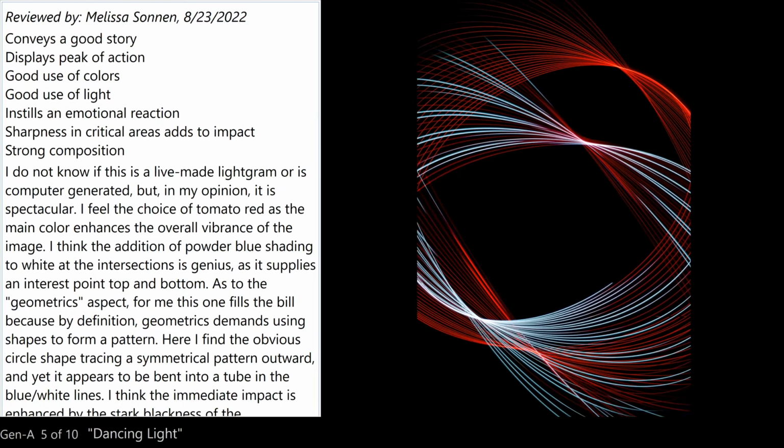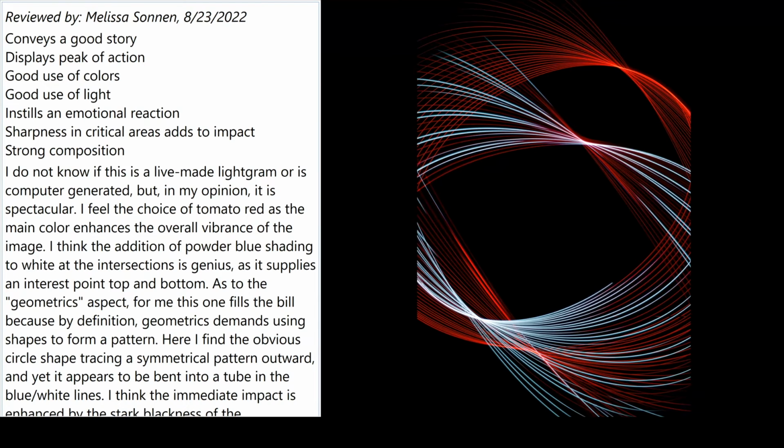Dancing light. I do not know if this is a live-made lightgram or is computer generated, but in my opinion, it is spectacular. I feel the choice of tomato red as the main color enhances the overall vibrance of the image. I think the addition of powder blue shading to white at the intersections is genius, as it supplies an interest point top and bottom. As to the geometrics aspect, for me, this one fills the bill because by definition, geometrics demands using shapes to form a pattern.